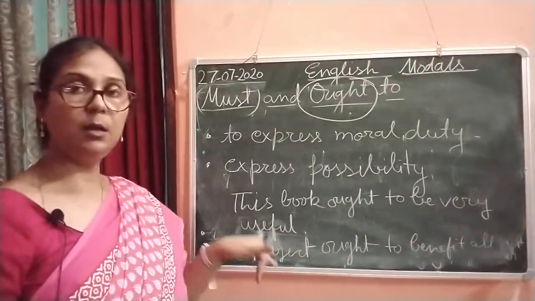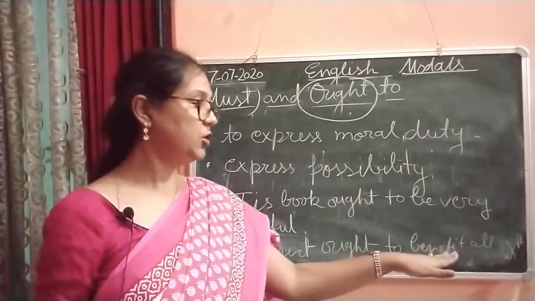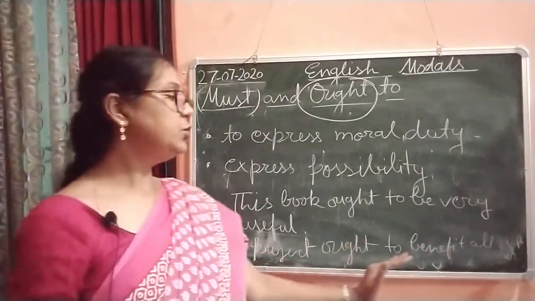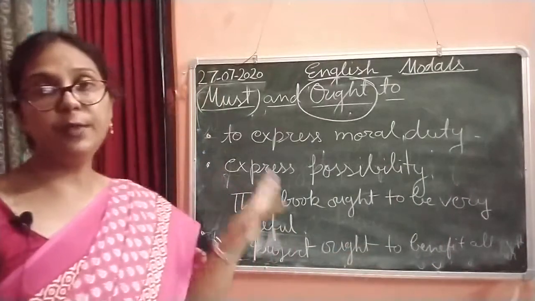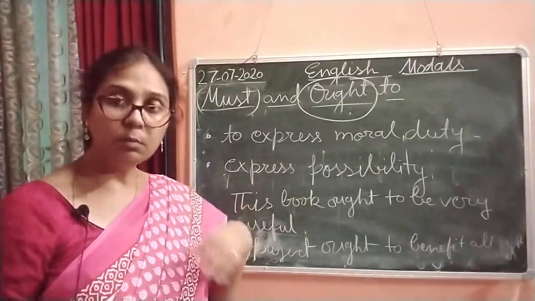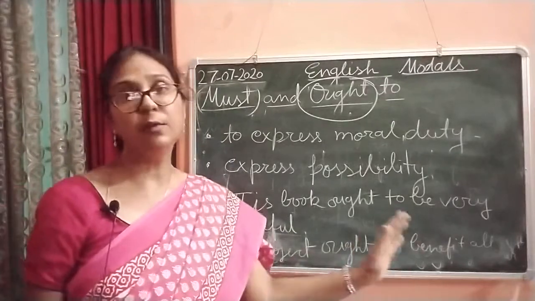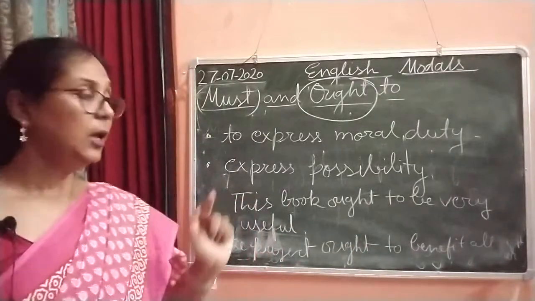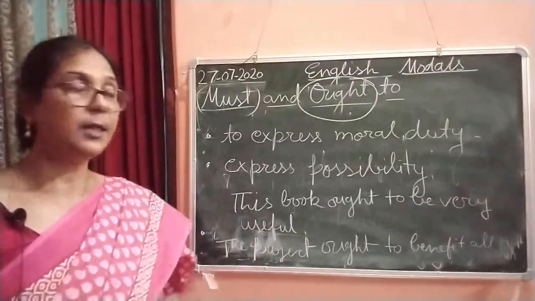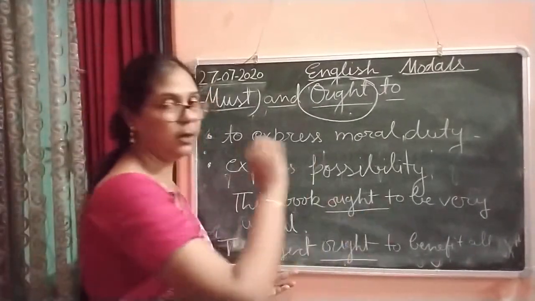Now the second example, the project ought to benefit all. It means if the project is set up and it works, then it ought to be beneficial for all. So this sentence is also showing possibility. That is why we have used ought over here, and here also.